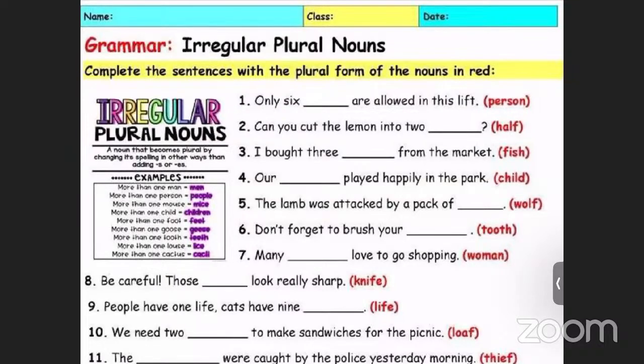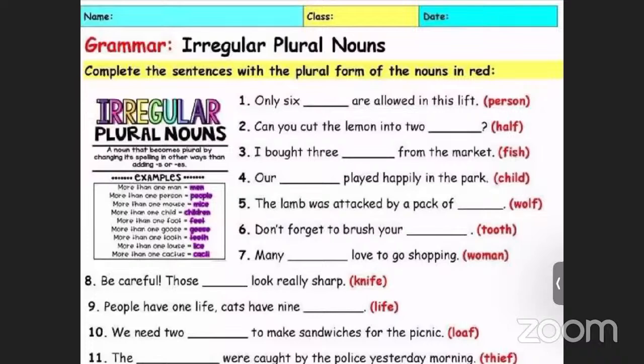Who has number 5? The last pack of wolves. Wonderful. The lamb was attacked by a pack of wolves. The same thing, and we have the F there.